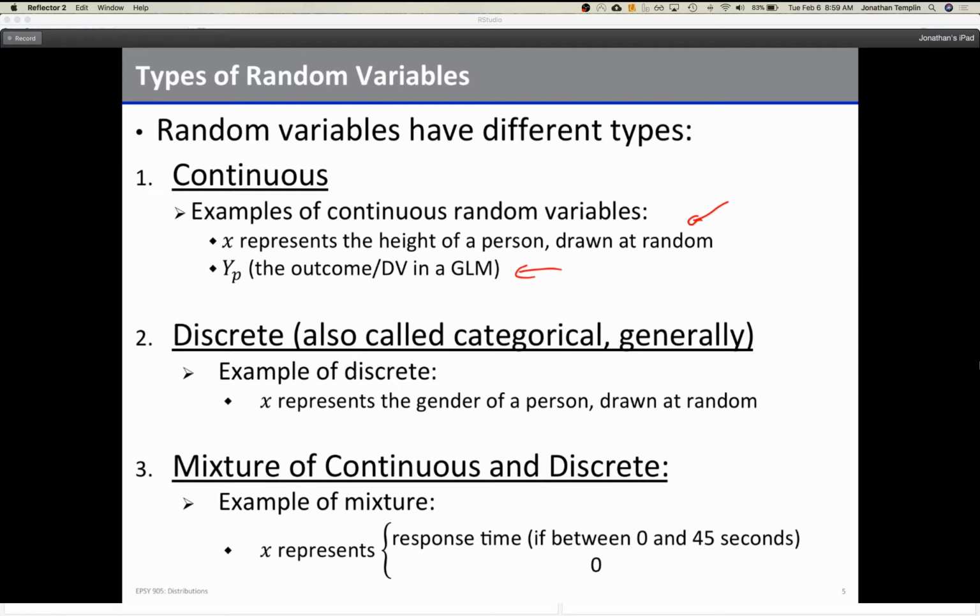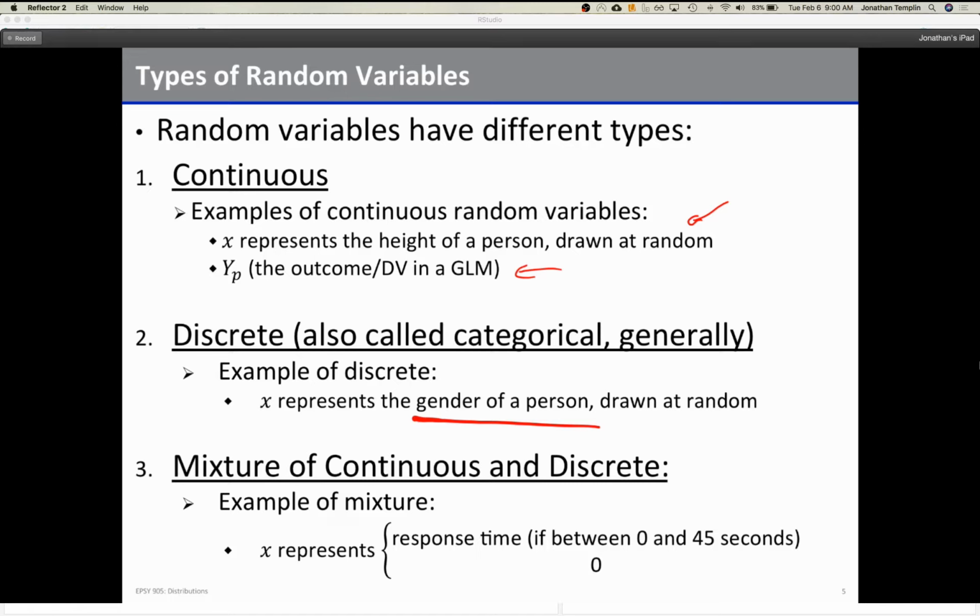Variables also may be discrete, also called categorical. And an example of a discrete random variable is the gender of a person, or the sex of a person. So if you take a person at random and you want to assess, you collect what sex they happen to be, you have a set of very discrete finite points for that.